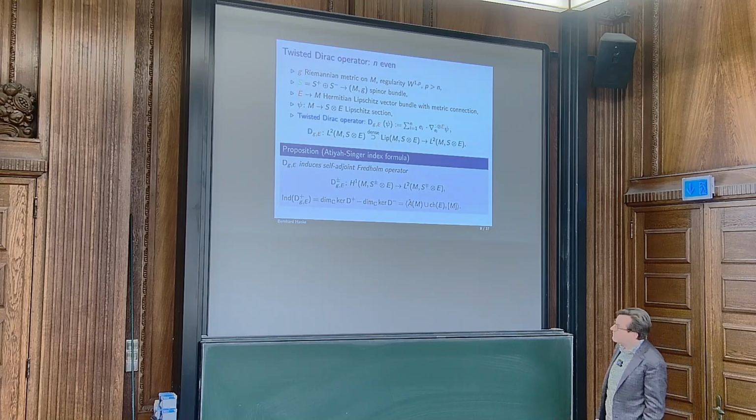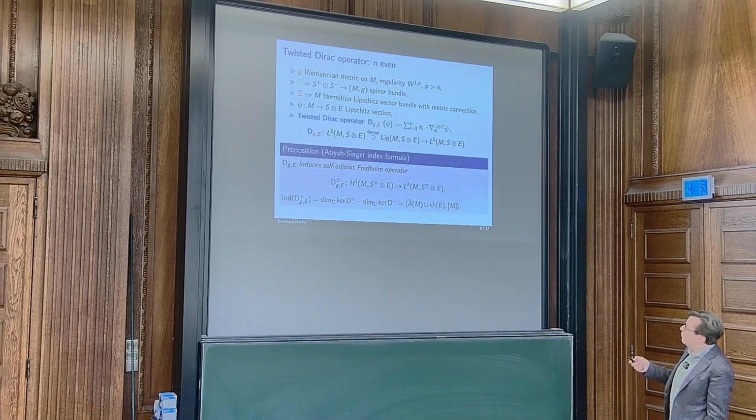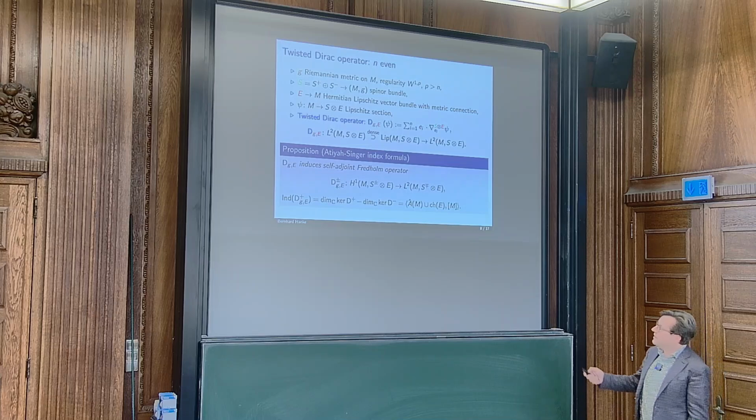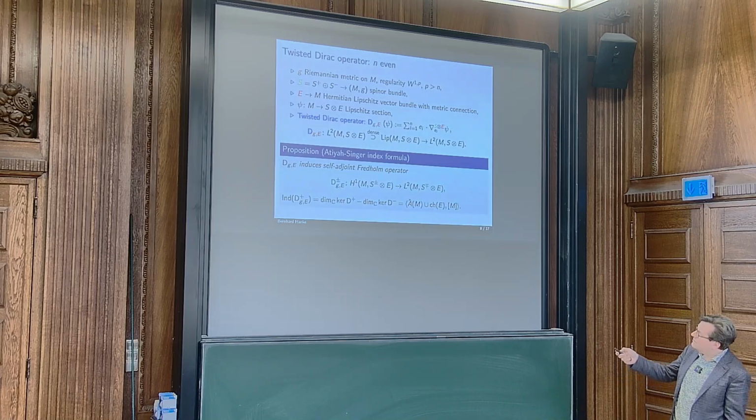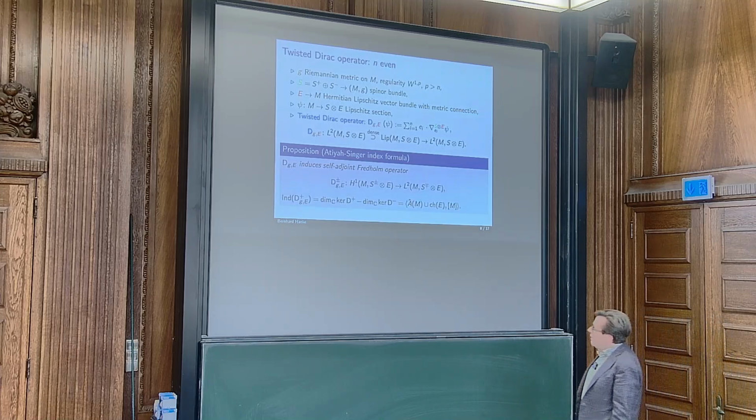Functions or sections of Sobolev regularity H1 with values in L2. And as I explained before, this Clifford multiplication exchanges S plus with S minus, and this means this operator takes sections of S plus and gives us sections in S minus and the other way around. And now, so this is classical theory.